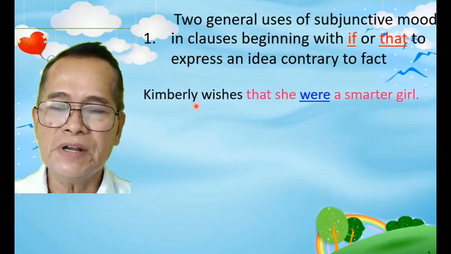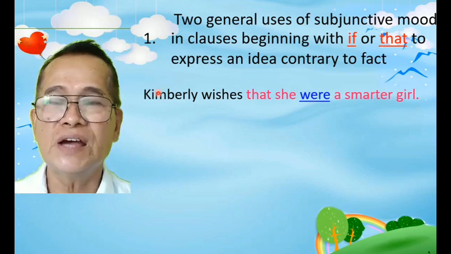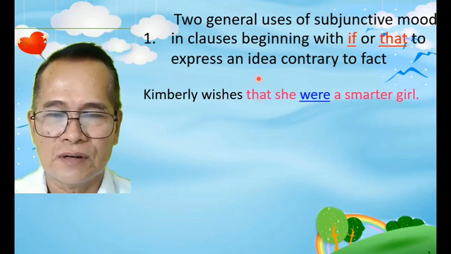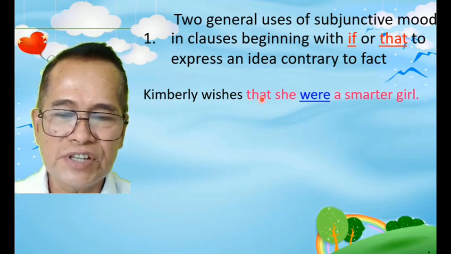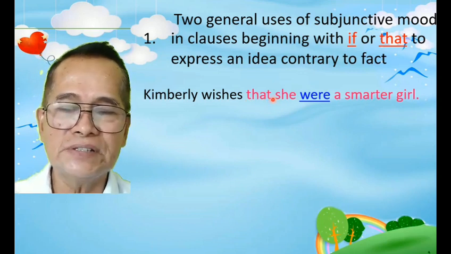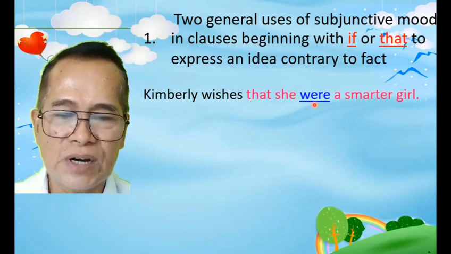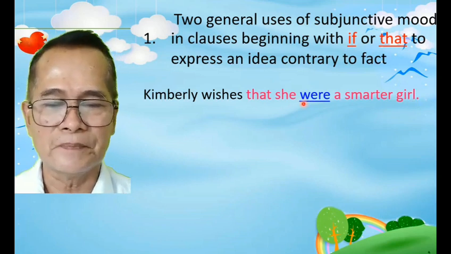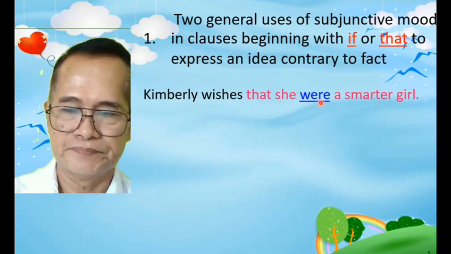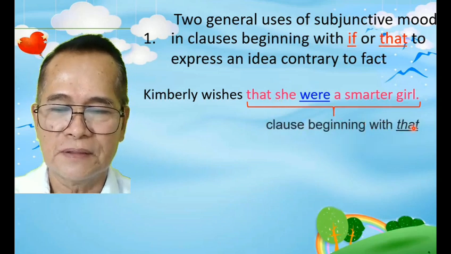Example, Kimberly wishes that she were a smarter girl. Ibig sabihin, hindi siya smart. Wish lang yan yun na siya ay smarter. So here, our subjunctive clause is that she were a smarter girl. Ito yung ating clause that determines that this sentence is under the subjunctive mood because of this clause, that she were a smarter girl. Now notice, ang verb natin dito sa past tense ay were ang ginamit, hindi was. Okay, this is our clause beginning with that.